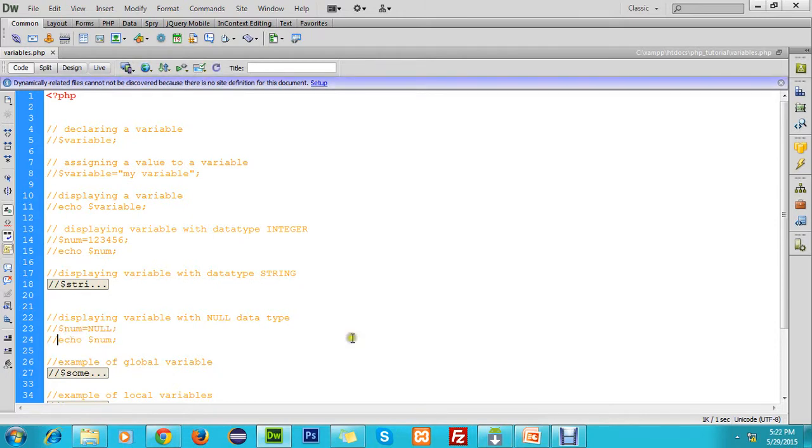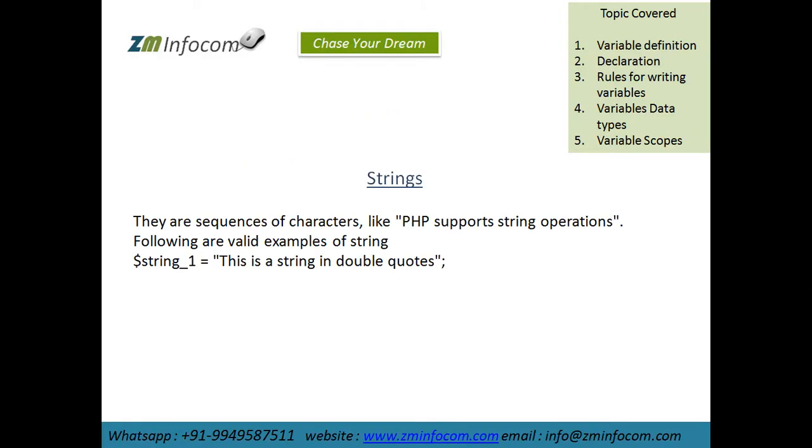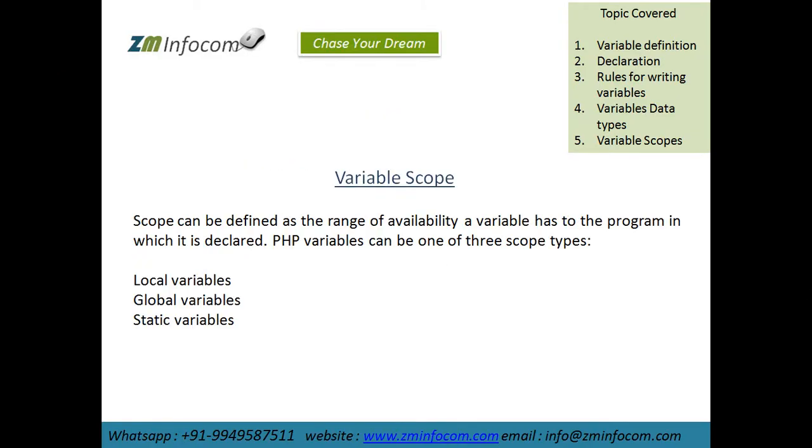Now next we are going to see variable scopes. Scope can be defined as the range of availability a variable has to the program in which it is declared. PHP variables can be one of three scope types. Here we have given local variable, global variable, and static variables.